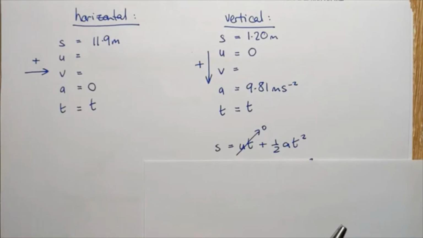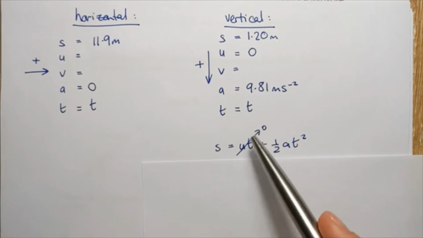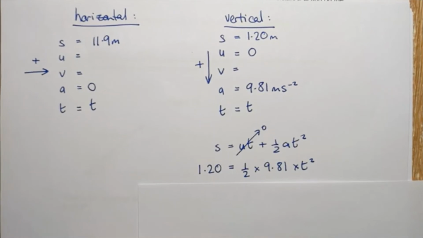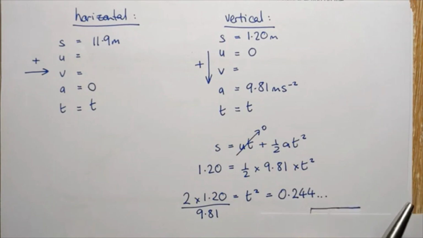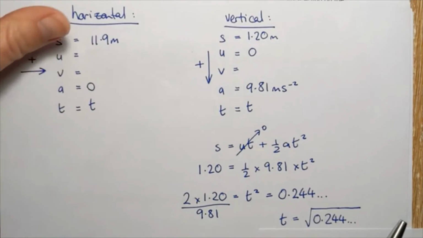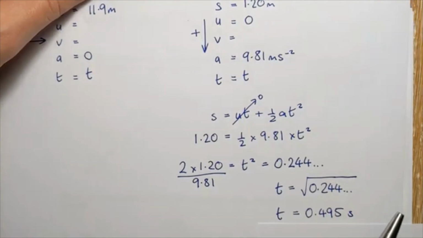So that's that one. The U is 0, and so putting our numbers in, we get this. T squared is going to be that, which is that, and square rooting, our final answer is that to 3 sig fig.